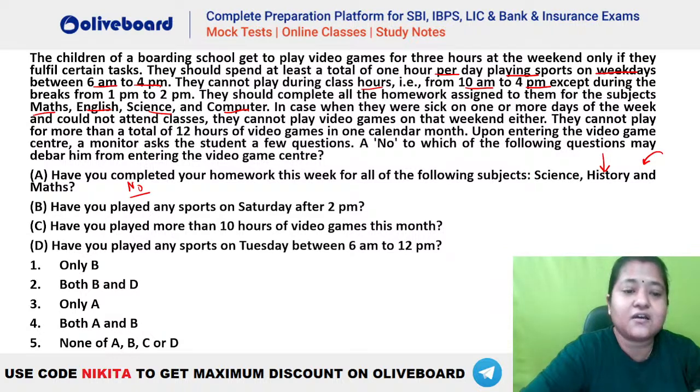Similarly, B, what is given here? Have you played any sports on Saturday after 2 p.m.? So let's say he says a no. You can see that sports has to be played on weekdays and Saturday is a weekend. So this is not impacting the particular criteria that you should spend at least 1 hour per day on weekdays between 6 a.m. to 4 p.m. So the second point is not impacting that criteria, because Saturday is a weekend here and the criteria was for weekdays. Okay, I hope this is clear.